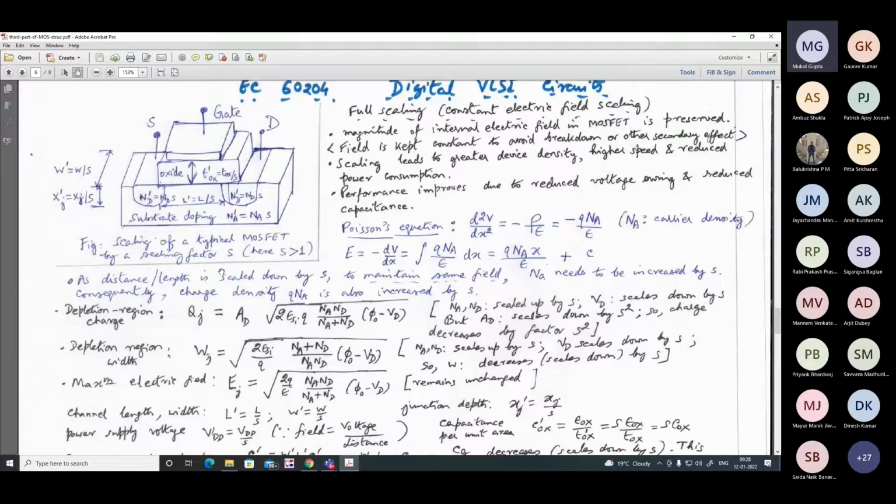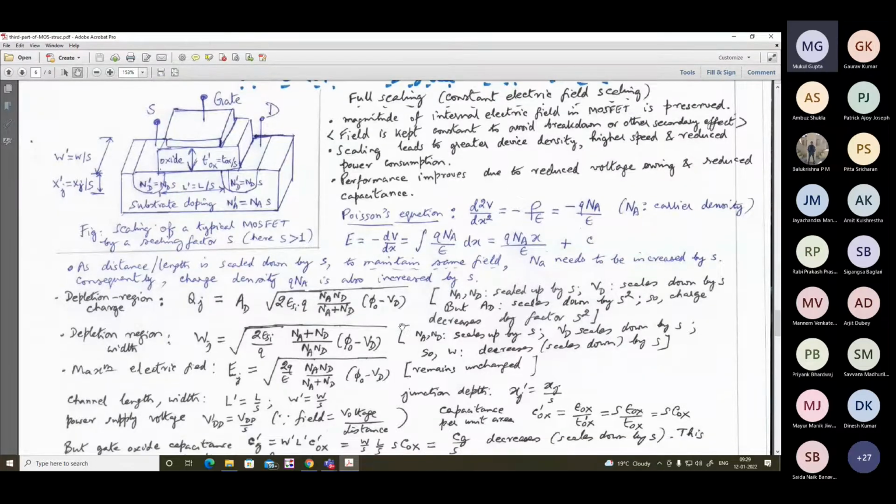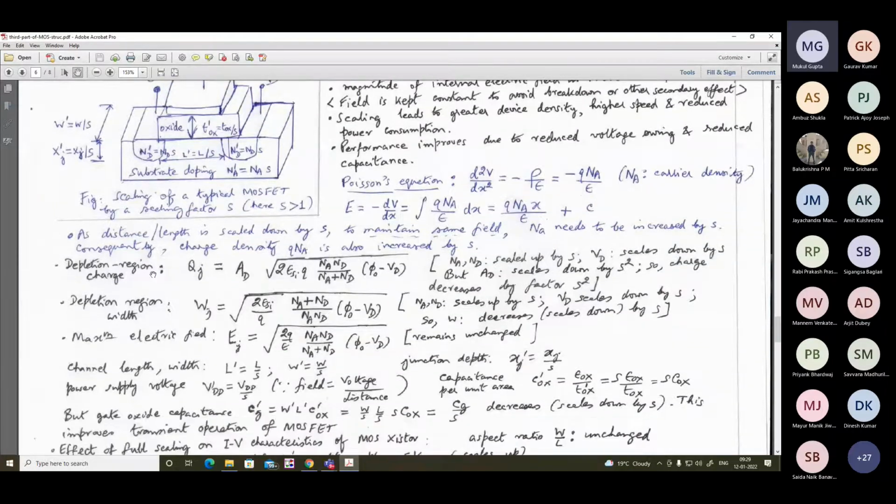So that is indeed required if you have to go for constant field scaling or full scaling. As length is scaled down by s to maintain the same field, the doping density, Na, Nd, also needs to be increased by s. Consequently, charge density is also increased by s. This is clear. And you see the various other parameters like the depletion region charge Qj, it is given by this.